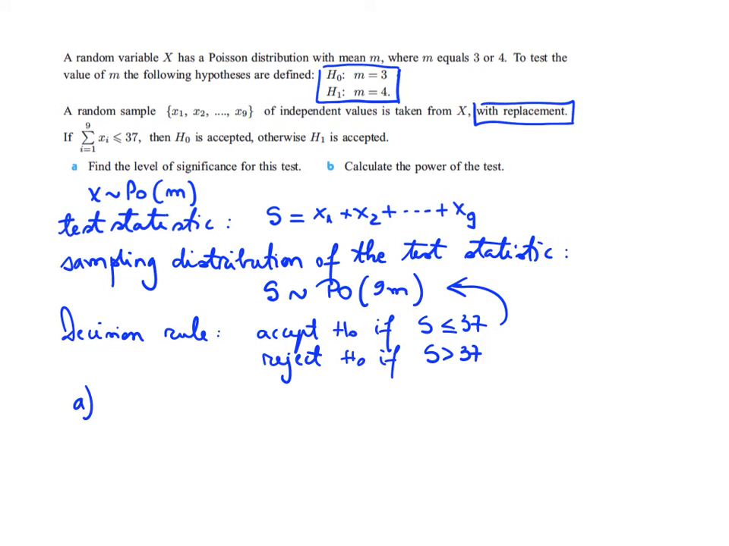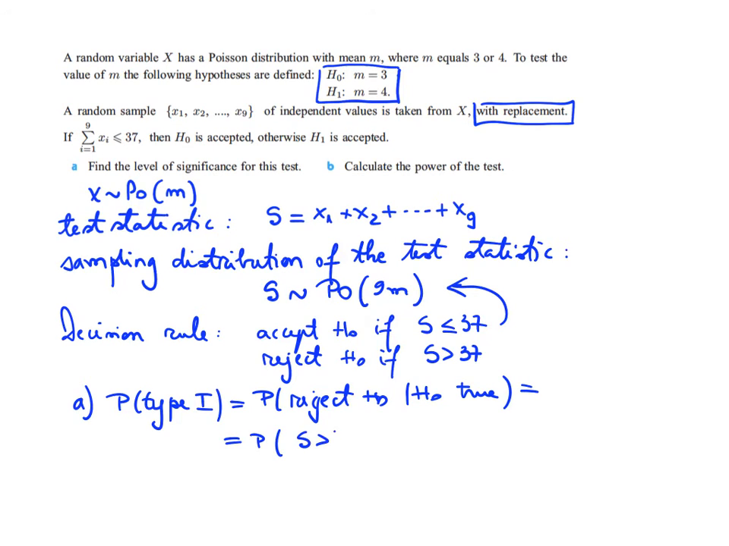A, find the significance level of this test. Significance level is the probability of a type 1 error. So it's the probability of rejecting H0 given that H0 is true. Probability of S bigger than 37 given that S is Poisson of 9 times 3. So you choose your way to calculate this, and my answer is 0.0263 to 3 significant figures.